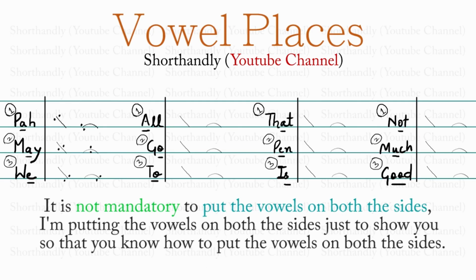Okay, next we have this all vowel, so now we use a heavy dash on the first place to represent our all vowel. So we will put a heavy dash like this on the first place and on the opposite side like this.